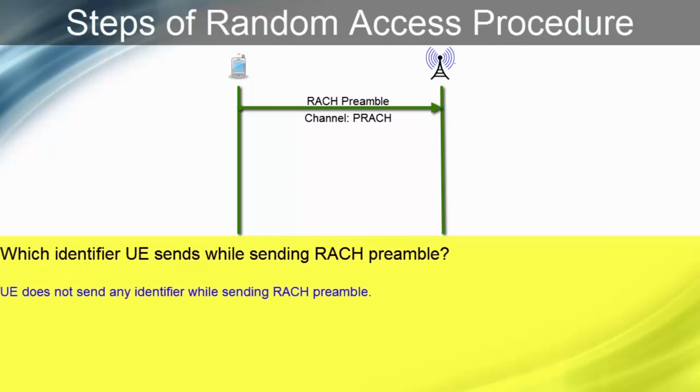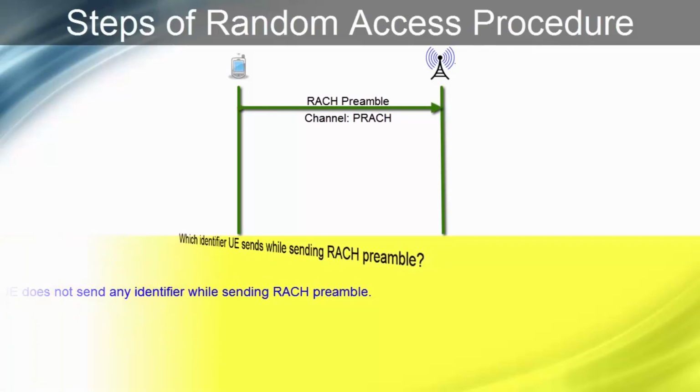UE does not send any identifier while sending the RACH preamble. eNodeB calculates the UE identifier called RA-RNTI from the timing of preamble transmission. If two different UEs transmit the preamble at the same time, eNodeB will derive the same RNTI for both UEs.